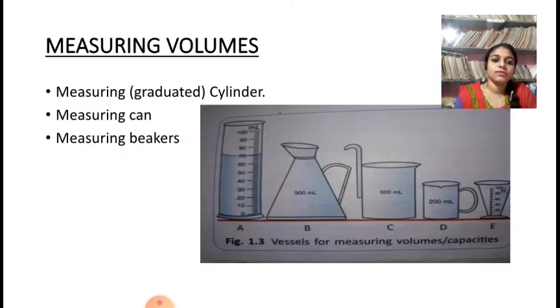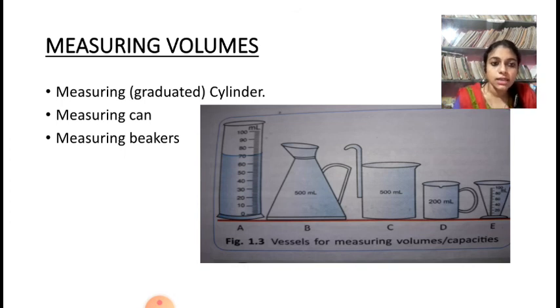Next is measuring volumes, that is, how to measure the volume of liquids. By using certain vessels, we measure the volume. First is the measuring cylinder or graduated cylinder, depicted as figure A in the figure. We can see that there are some readings on the side of the graduated cylinder. So by using such cylinders, we can find the volume of liquids.